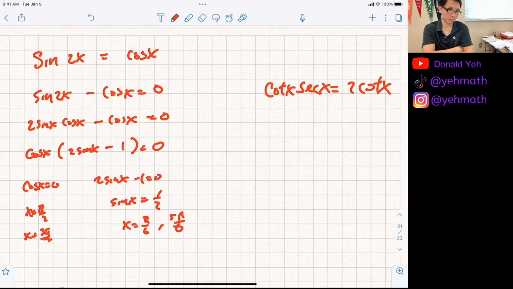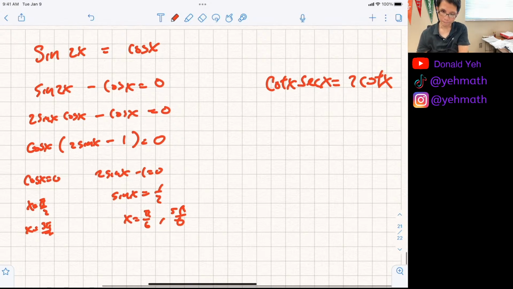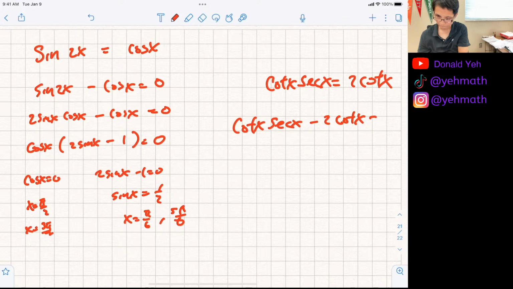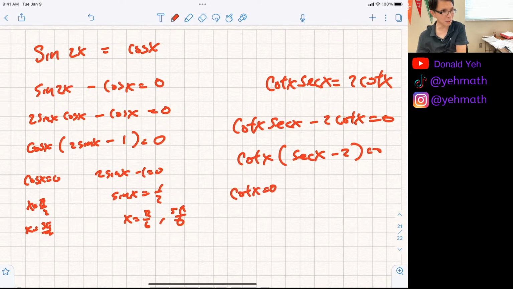Do the reciprocal? No, that would be too much work. Yes, so you subtract 2 cotangent x, and then you just factor it out. Then you get the 2 different factors. You can take out cotangent of x, secant of x minus 2, right? So cotangent of x equal to 0. Now this one's kind of hard.